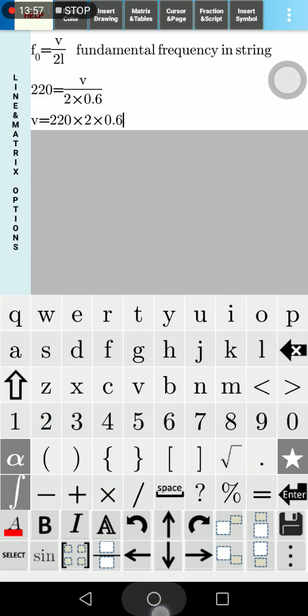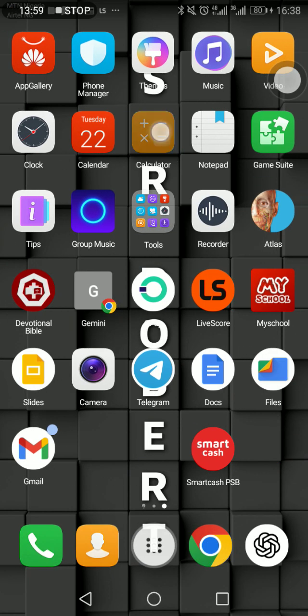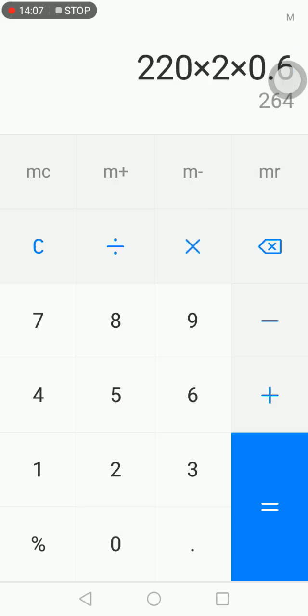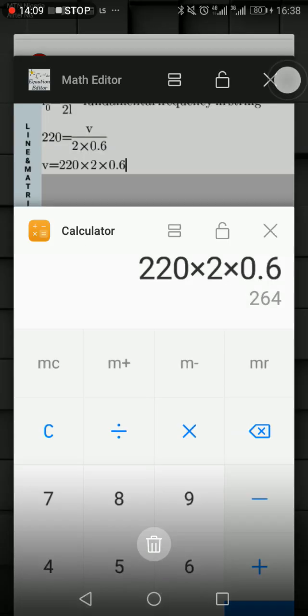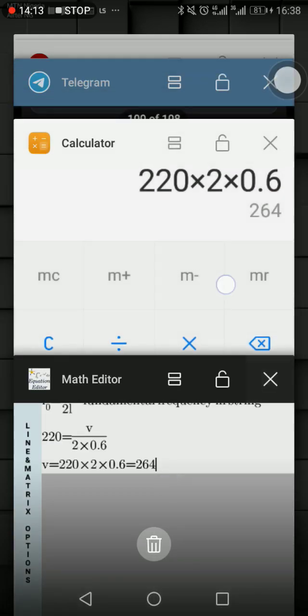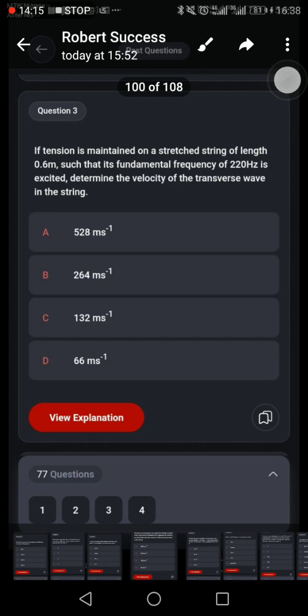Take everything to your calculator. 220 times 2 times 0.6, 264. So 264 is the answer. That's velocity. Option B.